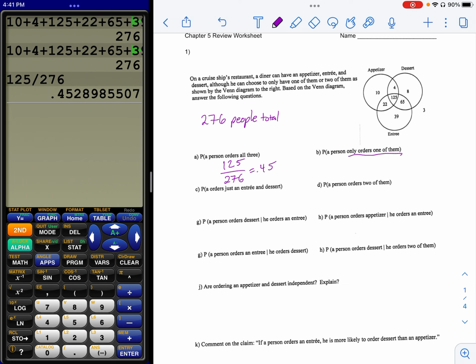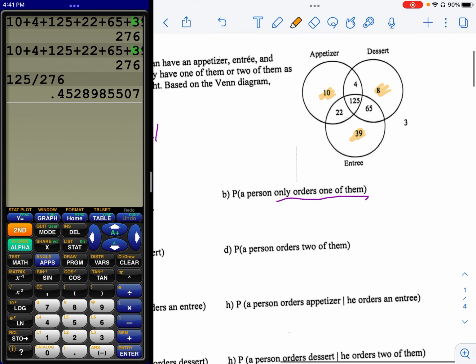B, a person only orders one of them. Only one of them. So that would be these 3 that I'm highlighting in orange. And they're the only people that only had one item. 57 people.